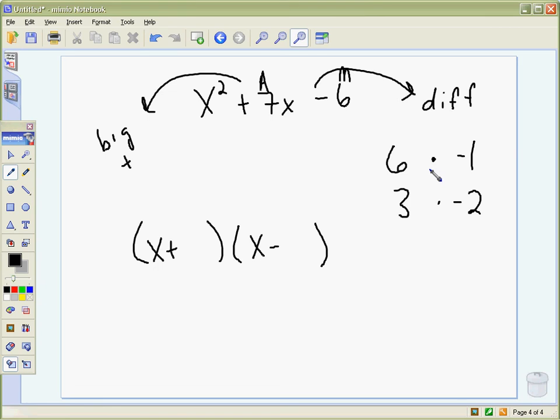So which set's going to add to get to positive 7? I have 6 plus negative 1. That gives me positive 5. And I have 3 plus negative 2, which gives me positive 1. So have we done something wrong? No. When you can't find a pair that adds to get to the number in front of the x and multiplies to get to the constant, what we have is one that we call prime. It's unfactorable.